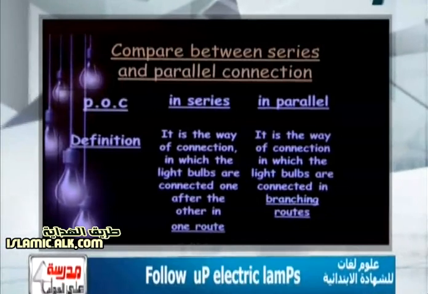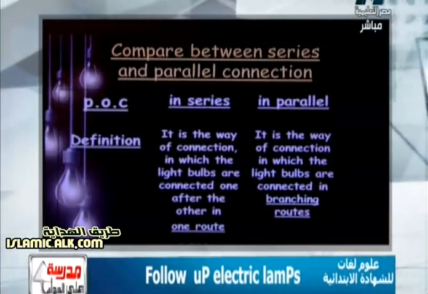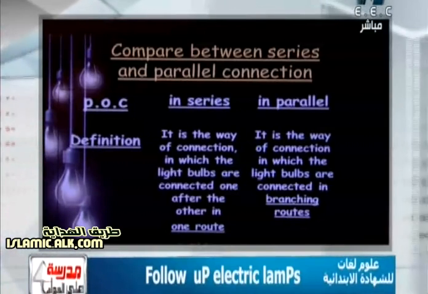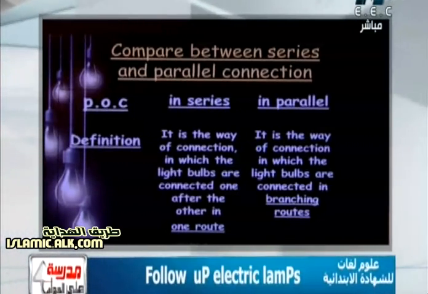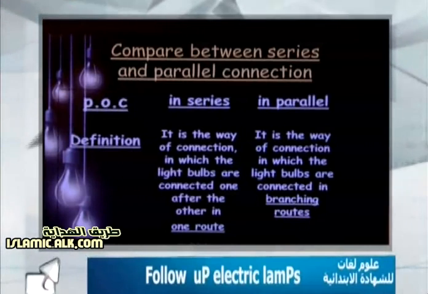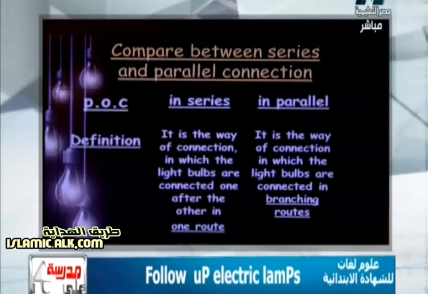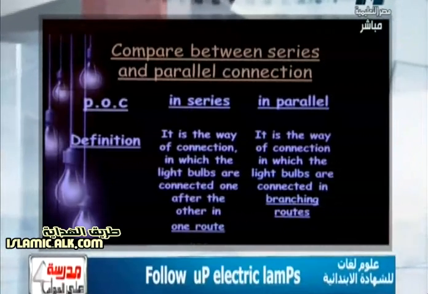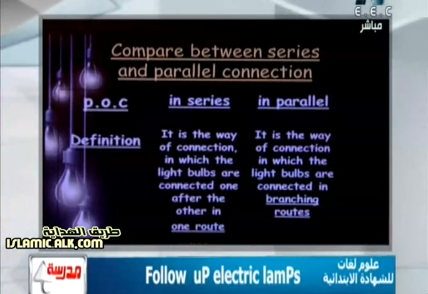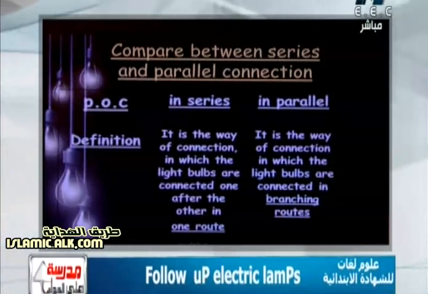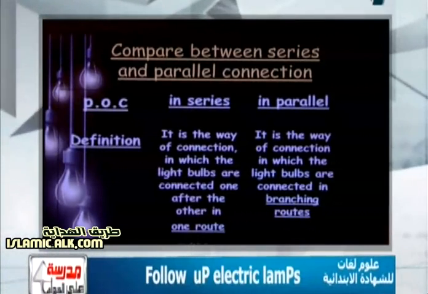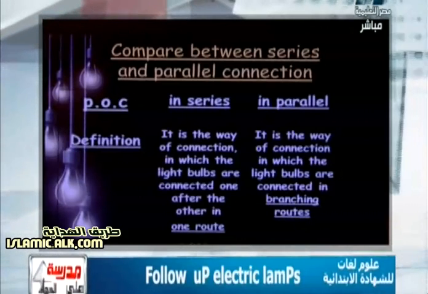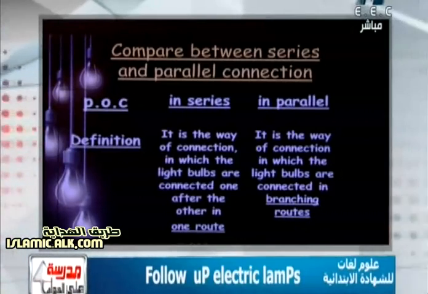Again, in series connection, I can say it's a way of connection in which the light bulbs, اللمبات, are connected one after the other in one route. بتوصل واحدة تلو الأخرى في طريق واحد بس. هنا عندي خط واحد بس للكهرباء أو للإلكترونز. So it's a very bad connection. But what about in parallel? In parallel connection, it's a way of connection in which light bulbs are connected in branching routes.